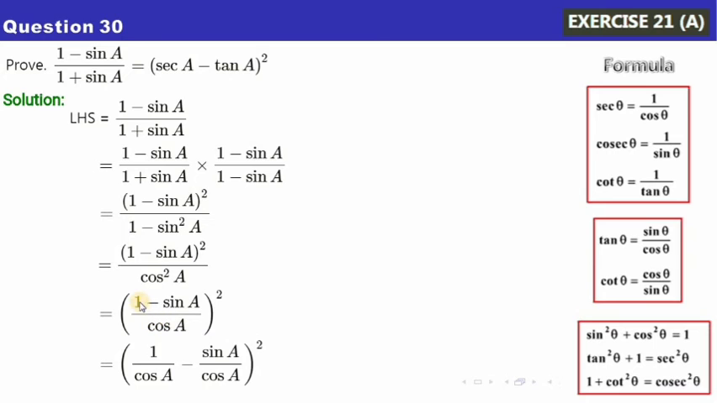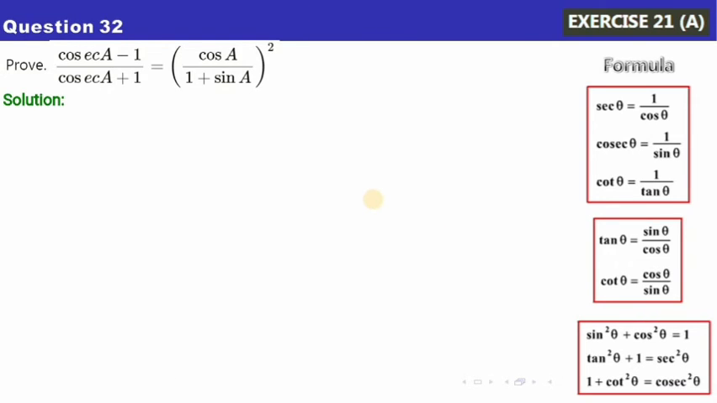Now can I write this as 1 by cos a minus sin a by cos a? Yes. Now 1 by cos a is how much? Sec a, isn't it? So that's why instead of this I have written sec a, and sin a by cos a is tan a, so that's why I have written tan a. That's what we wanted to show, isn't it? So you may pause the video and note down the solution.